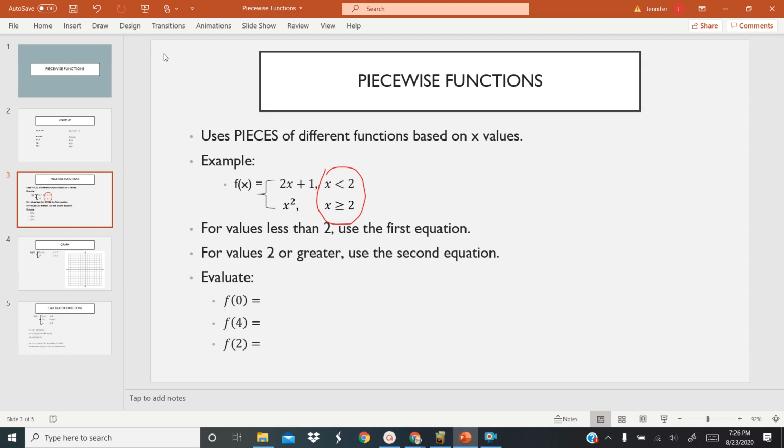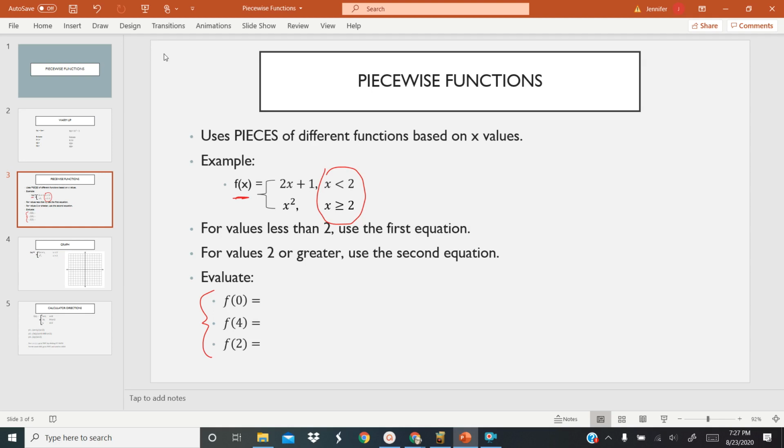If we're using this function for f of x and we want to evaluate the numbers down here, then for any numbers that are less than 2, we plug that number into x for the first equation. If the number is greater than 2, or if it's 2 itself, since it has that equal to bar in the second equation, then you use the second equation.